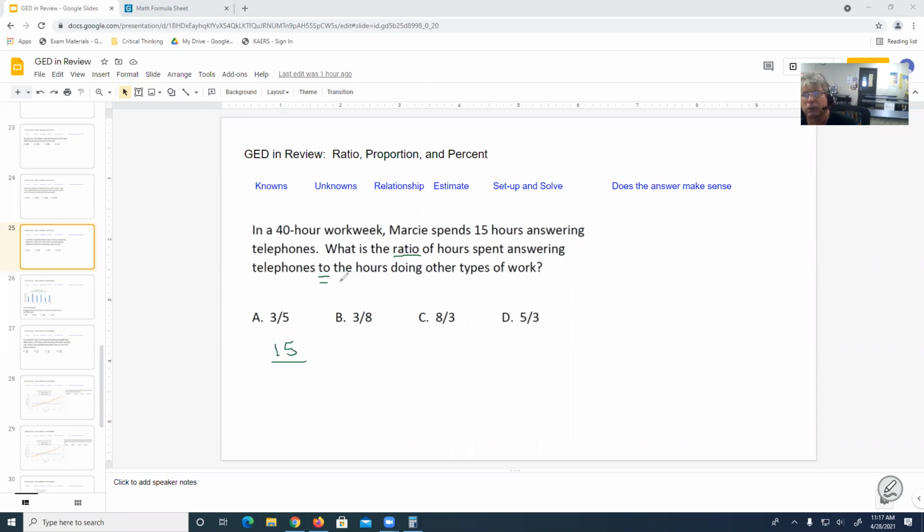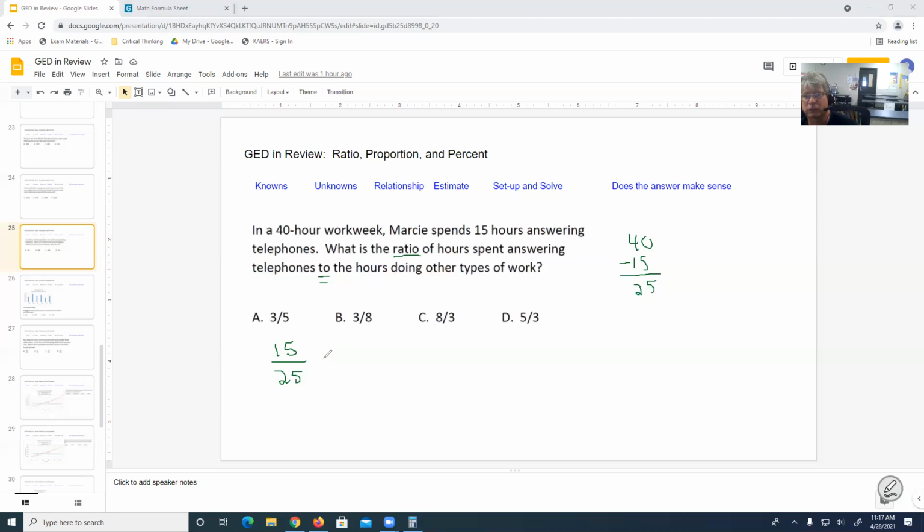And then "to," the hours doing other types of work. Well, it's a 40-hour work week. If 15 hours are spent on telephones, the remaining work is going to be on other types of work. So again, the 40 is not going to be used. I actually got to go 40 take away 15. And 40 take away 15, well, I can subtract 10, then subtract 5, and that would get me down to what, 25? Or again, I can use a calculator there. That looks good. So actually, the other types of work is actually 25, not the 40.